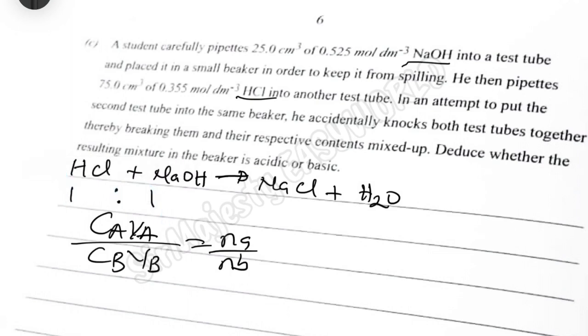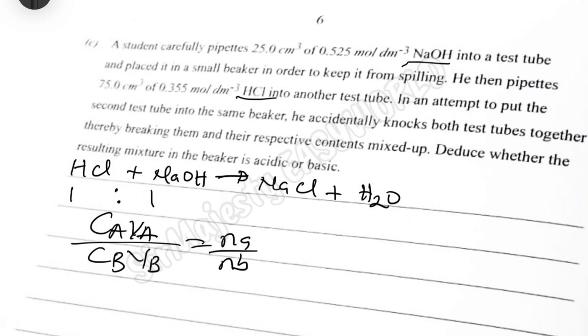So if we now fix in the values they gave us and discover that the denominator is more than the numerator or the numerator is more than the denominator, we will see which one is in excess. But when they are equal, they are neutral. But in their question, they never mentioned neutral. They asked whether it's acidic or basic. So we are likely going to see a situation whereby either CAVA is more than CBVB, or CBVB is more than CAVA. So look at our results.